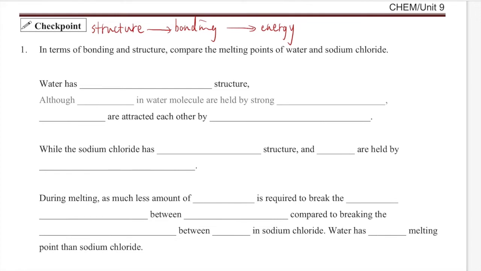Let's see how it applies to answer questions. Here we are comparing water and sodium chloride's melting point. So remember, follow the pattern. We're going to name the structure first. Water, H2O, is made up of two nonmetals, hydrogen and oxygen. So it's a covalent compound, and it should have a simple molecular structure. So we name the structure first.